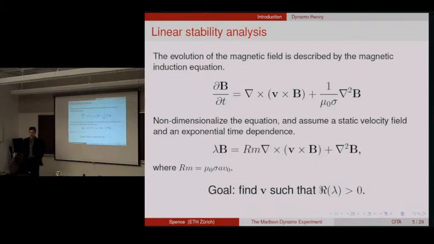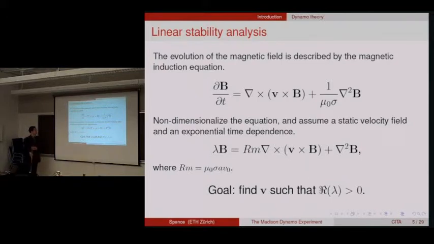The first term is the advective term. This is the source of magnetic field energy. And on the right-hand side, on the far side there, you can see that we've got a diffusive term. This is where you're going to be diffusing away your magnetic field ohmically.